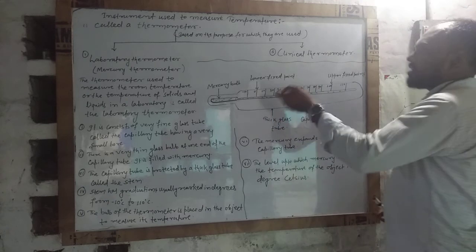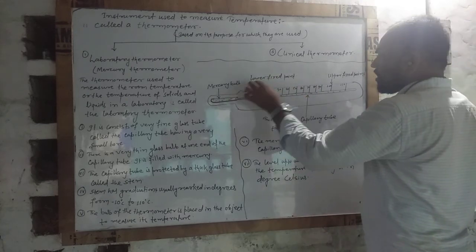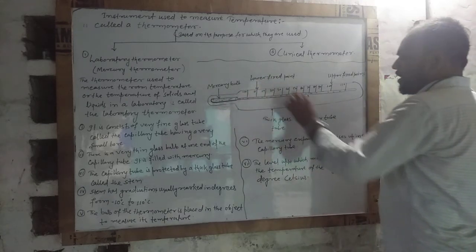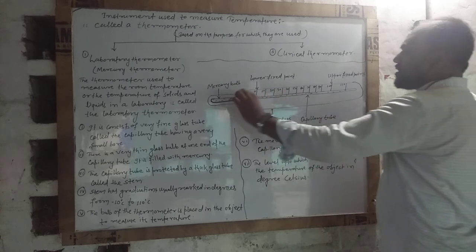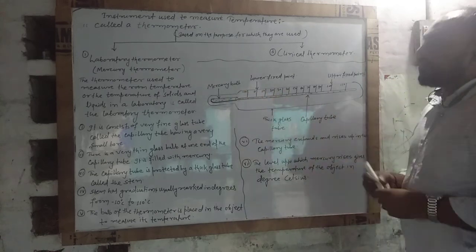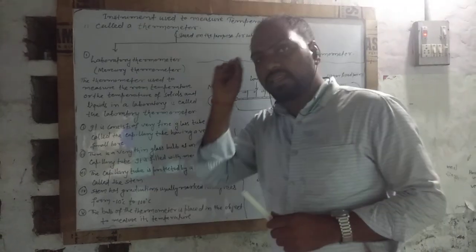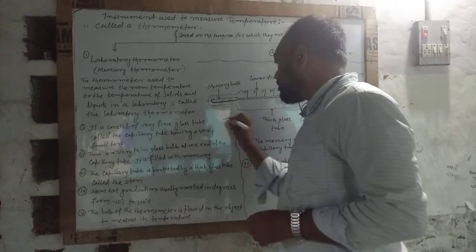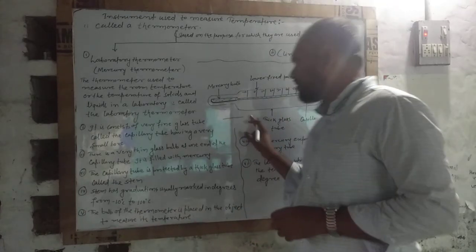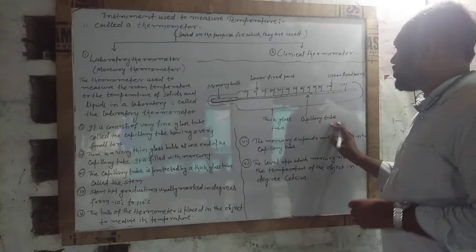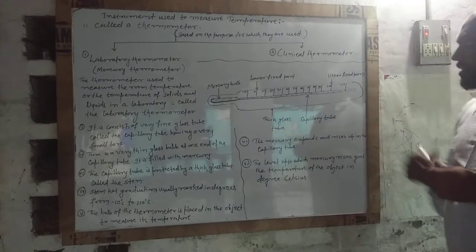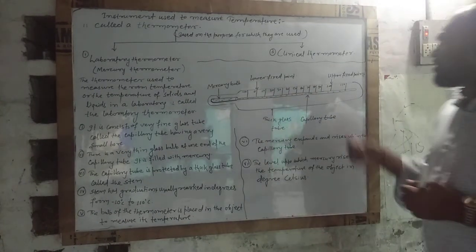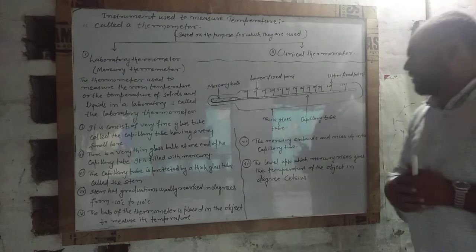Inside this glass tube is a thin capillary tube. Why is it called a thin capillary tube? Because it is very thin, a hair-like structure. It is so thin, that's why it is called a capillary tube. It has a lower fixed point of 0 degrees Celsius, while the upper fixed point is 100 degrees Celsius.